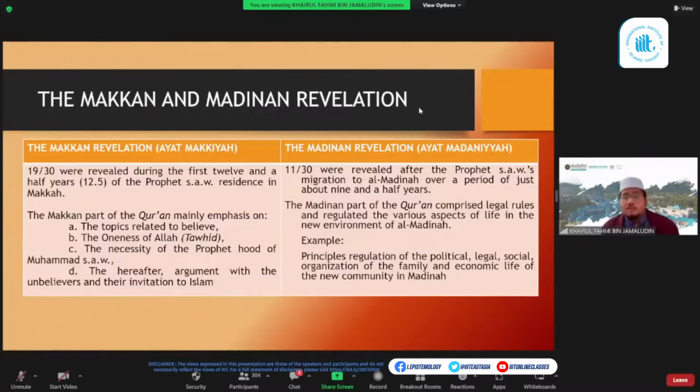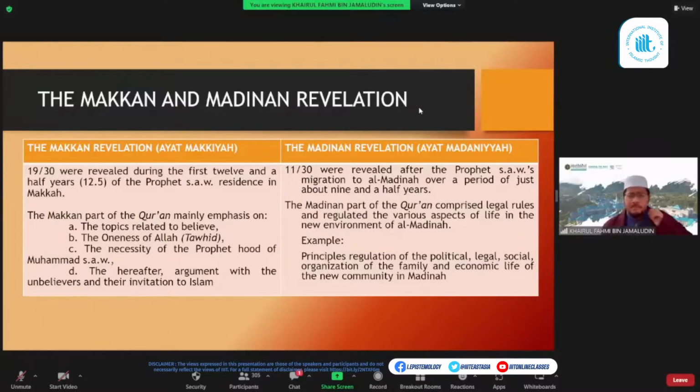The Medinan part of the Quran comprised legal rules and regulated the various aspects of life in the new environment of Medina. Because in Mecca, Muslims were the minority. We had no power. Muslims were being oppressed, and there was a lot of injustice done to them. But in Medina, we have a new, very peaceful environment. So here, a lot of new Sharia was revealed.